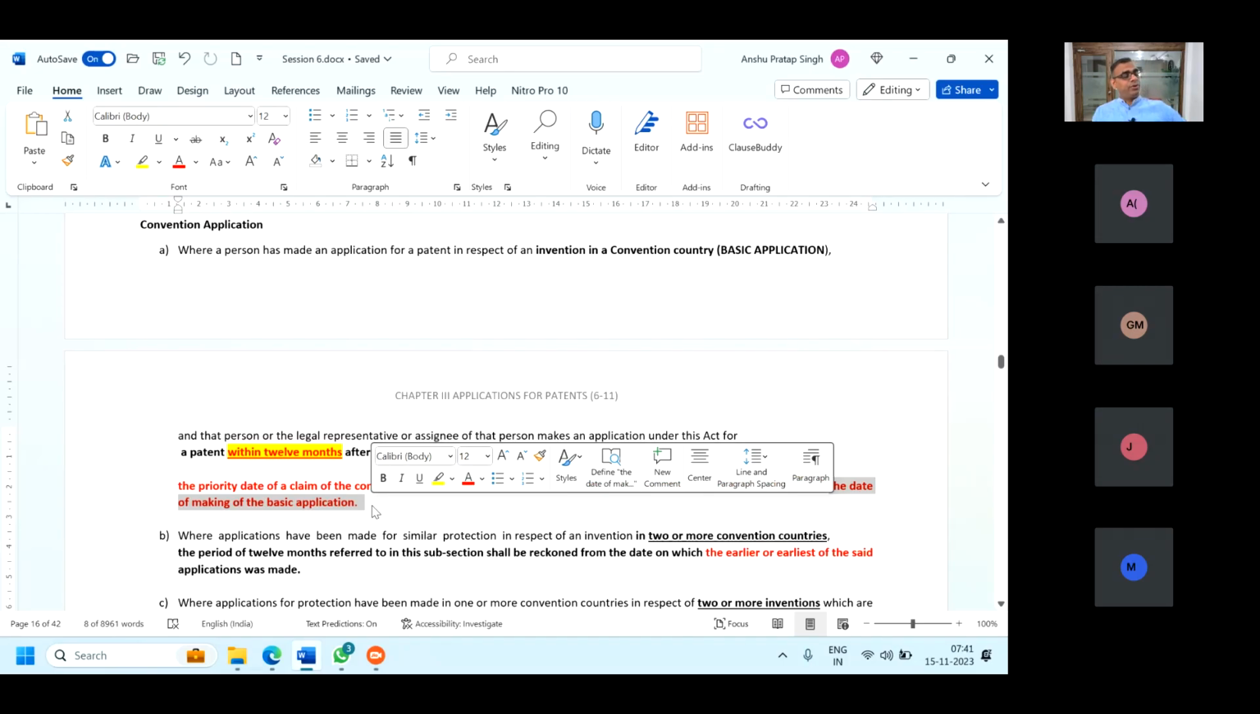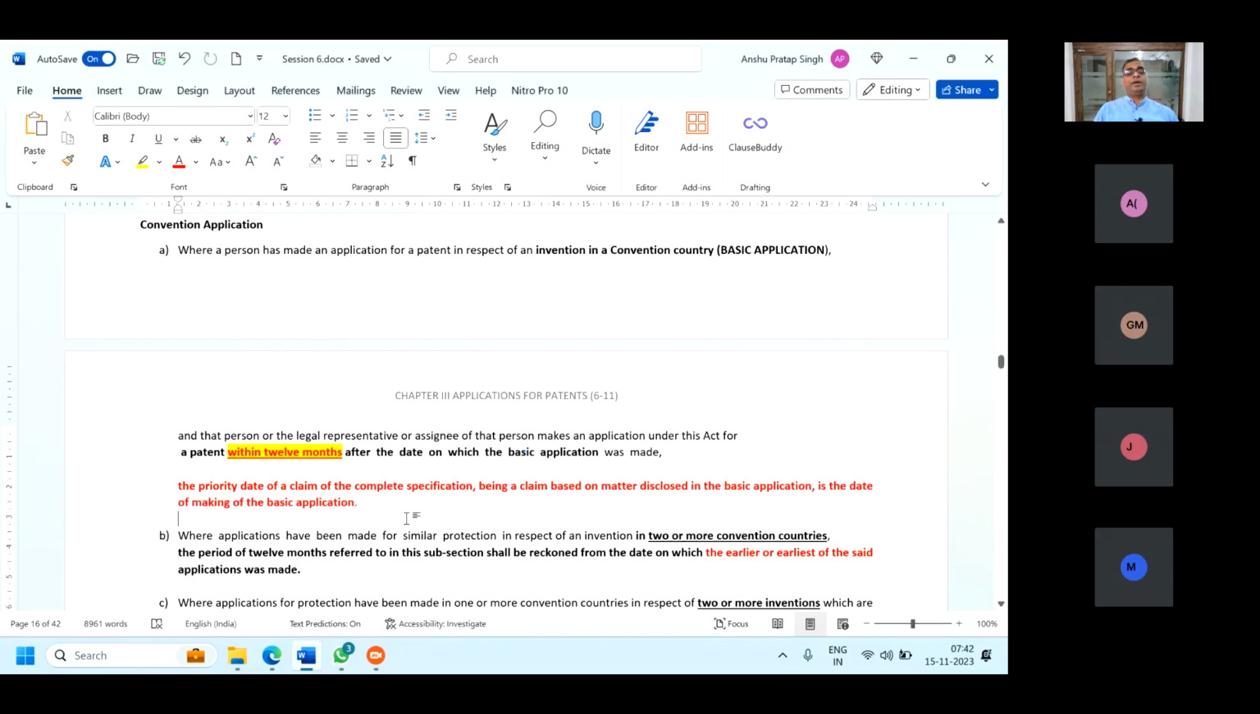That means if you have filed in US on 1st January 2020, you have to file before 1st January 2021 in India, so that you don't lose the priority. Otherwise, what will happen is this will become a separate application and the priority will be missed. This application will be considered a domestic application, and the convention priority will not be helpful for you. You will lose the priority.